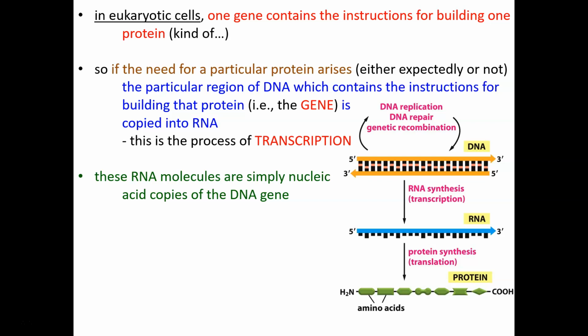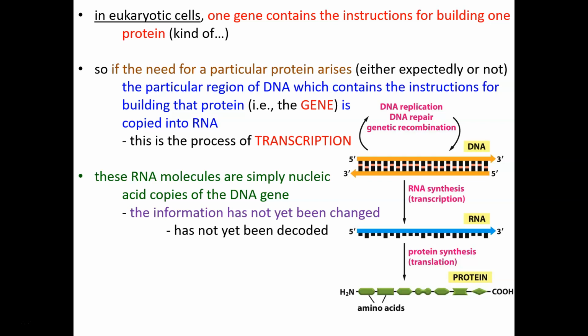These RNA molecules that are made by transcription are nothing more than nucleic acid copies of the DNA gene. We've stayed in the same language of nucleic acids. The information hasn't been changed. That's why we call it transcription, because we've stayed in the language of nucleic acids. We're just copying or transcribing from one source to another.